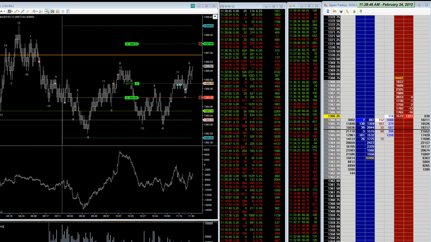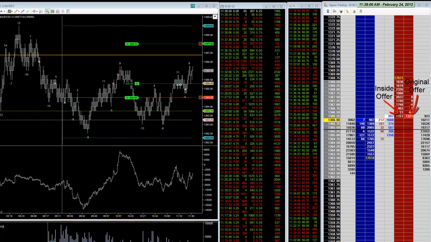We move forward now to 11:38. What I'd like to do is just keep your eye on that offer there, 1366.25. I can see I've got 1321 here. Now that 1321 is the amount of contracts that were offered when we got to this level. So we're going to watch how many contracts actually go through against this offer. The current value is this 1158 here. That's the current offer. So let's just see how many contracts hit that level.